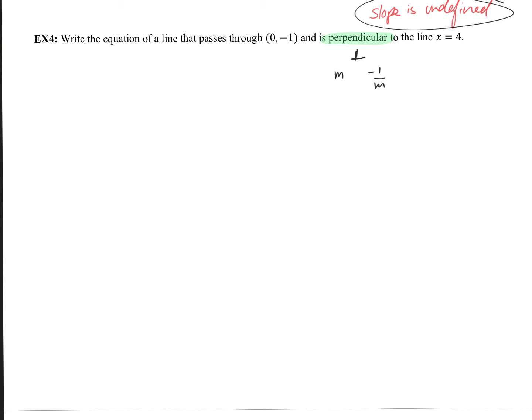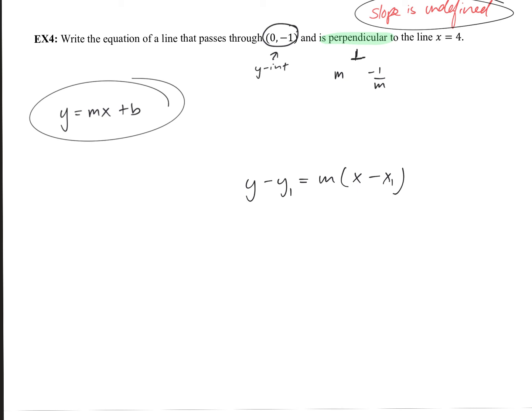Okay, let's see. We want to write the equation of a line. In my information, what am I given? 0, negative 1. Hey, that's the y-intercept. Ooh, I'm given a y-intercept. So I can go ahead and use this equation here, y equals mx plus b, because I'm given the y-intercept. If I wasn't, I would have to use this generic equation. Once again, though, some people do know how to use this a little differently, but I don't go over that method in this course. If you're interested, feel free to stop by my office hour.